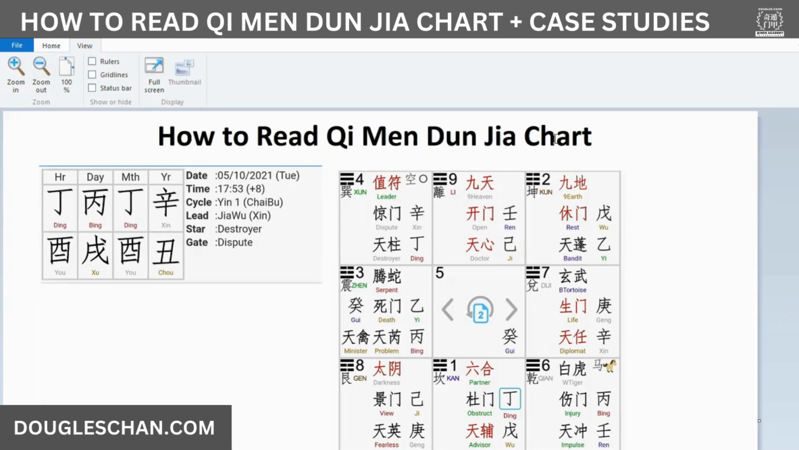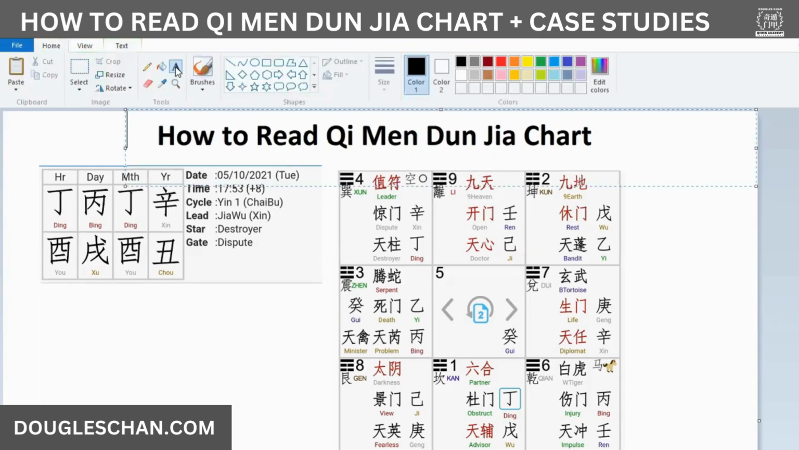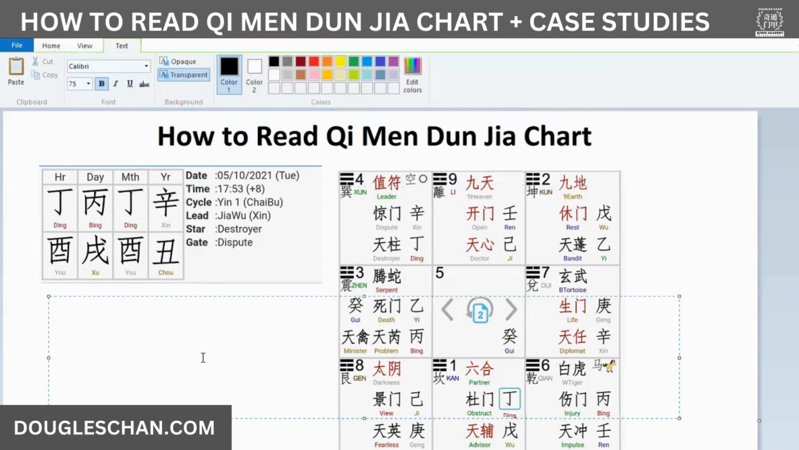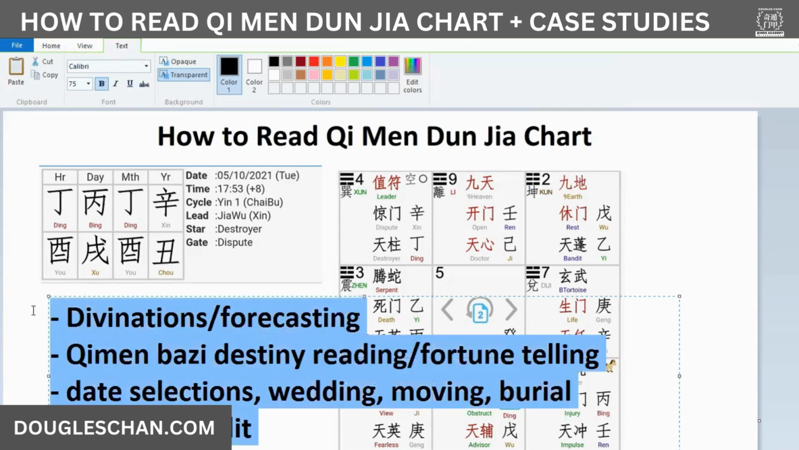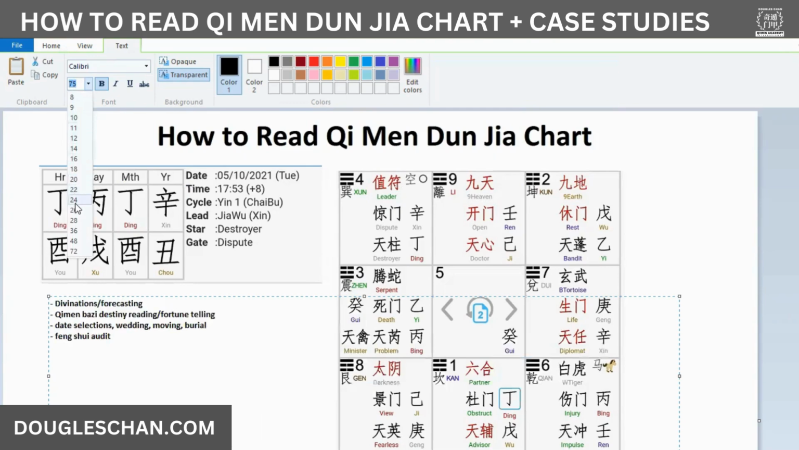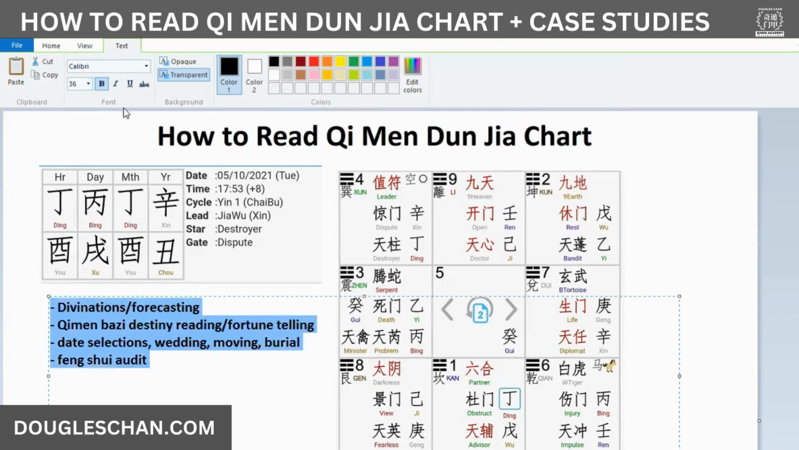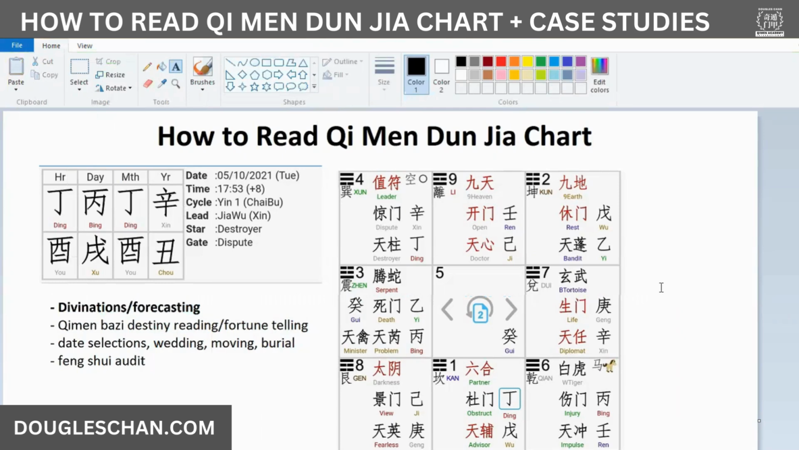But before that, we need to understand that 奇门遁甲 is not just a divination tool. It can also be used for things like reading a person's destiny and date selection, and from there we can also do feng shui audits. I will list out some of the advantages of 奇门遁甲, but today we're going to talk purely about divination and forecasting, and how to read a 奇门 chart.